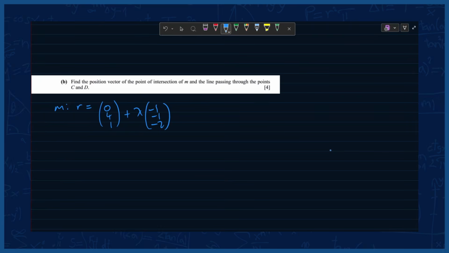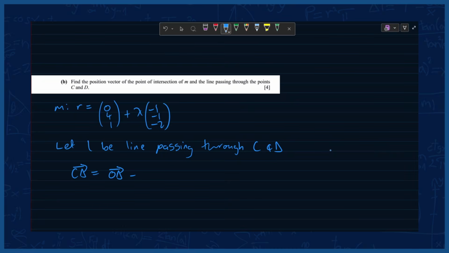We need to find the equation for the line passing through C and D. So I define that as line L. Let L be the line passing through C and D, and we need to find its vector equation. The procedure is the same as we did in part A. We need to find a direction. Our direction will be CD since it's passing through the points C and D.